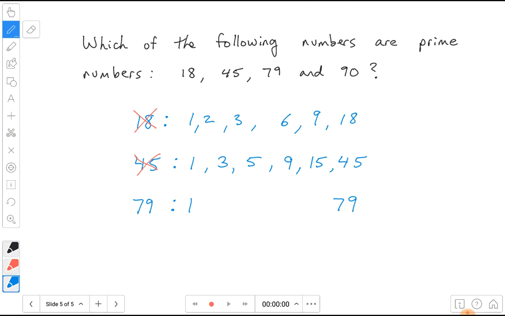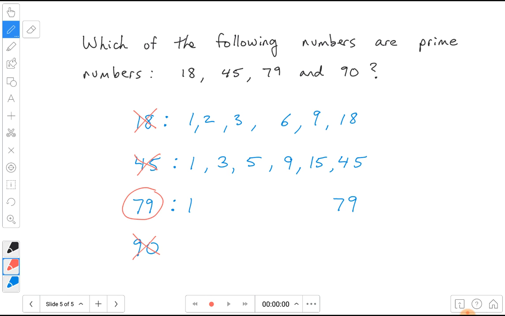So you see I just did that all verbally, but I worked my way through 2 and 3 and 4 and 5. I checked all these values to see if I could divide 79 by them. I could not. And so therefore 79 is indeed a prime number. The only factors are 1 and 79. 90, we could write them all out. There's going to be quite a few, but already it's even, it's greater than 2, so immediately, no, this is not a prime number.